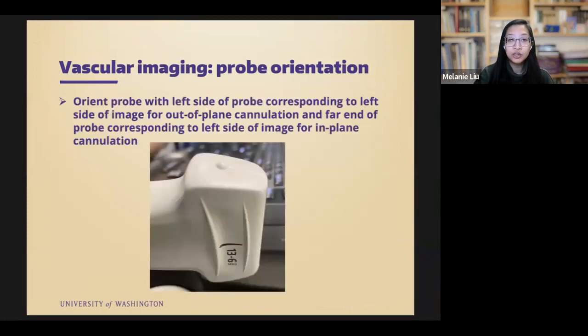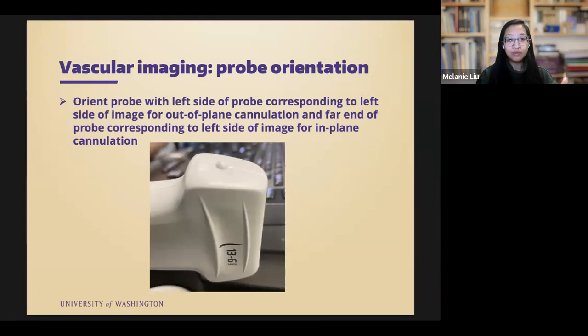In terms of probe orientation, most of our probes, especially the linear array probe, will give you some indication of which side is which. For example, on the linear array probe, this dot will correspond to the left side of the screen. You always want to orient your probe with the left side of the probe corresponding to the left side of the image if you're doing out of plane cannulation, where you're seeing the vessel in short axis.